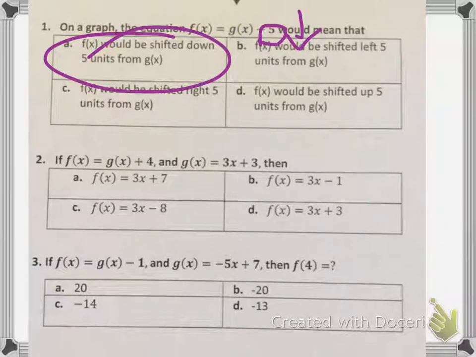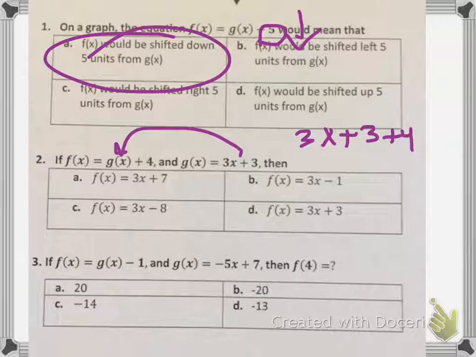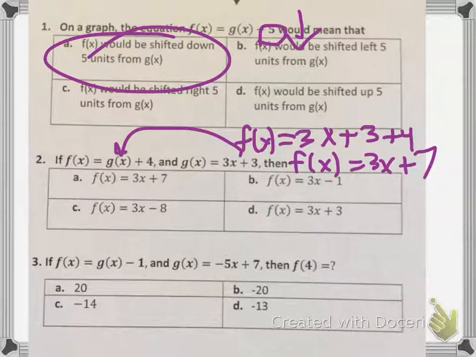All right, number 2, if f of x equals g of x plus 4 and g of x equals 3x plus 3, then find the solution for f of x. So let's take this g of x right here and substitute it in over here. So we're going to go 3x plus 3 plus 4 equals my f of x. So we're just going to simplify that. We'll have 3x plus 7 for our f of x. So our answer again here is A.